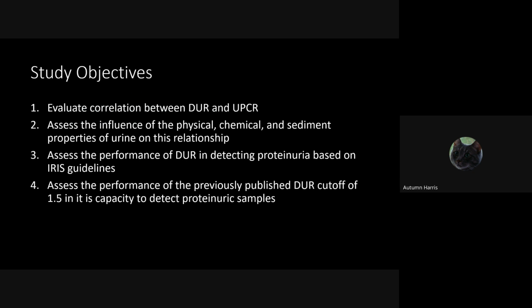So the objectives of this study were to evaluate the correlation between the urine dipstick protein ratio and UPC. They also wanted to evaluate the influence of some of the physical, chemical, and sediment properties of a urinalysis on this relationship. And then they wanted to assess the performance of this ratio in detecting proteinuria based off IRIS guidelines using UPC cutoffs, and then assess the performance of that previously published ratio cutoff of 1.5 and its capacity to detect proteinuria in samples.